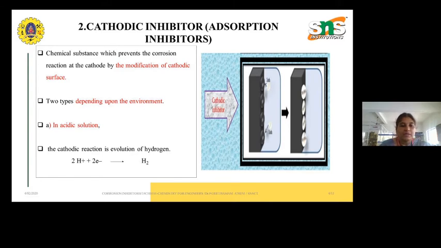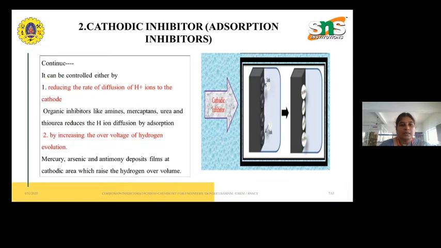When the medium is acidic, the cathode reaction is evolution of hydrogen, kindly link this to wet corrosion. Then it can be controlled by reducing the rate of H plus ions to the cathode. So hydrogen gas is evolved. How can we remove the hydrogen ions? There are two different possibilities. One is reducing the diffusion of H plus ions, which can be done by adding organic inhibitors.